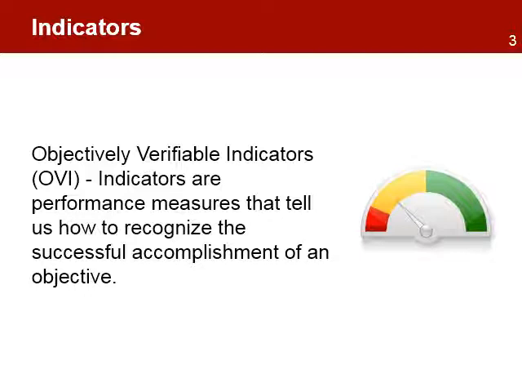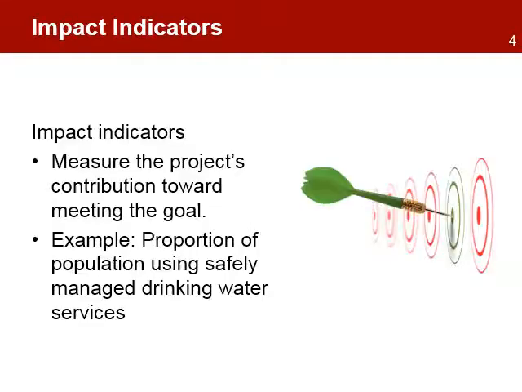For each of the expected results specified in column 1 of the log frame, indicators will be selected in order to measure these results. The second column of the log frame is for the objectively verifiable indicators. The purpose is to ensure the information collected should be the same if collected by different people, that is not open to the subjective opinion or bias. Indicators are performance measures that tell us how to recognize the successful accomplishment of an objective.